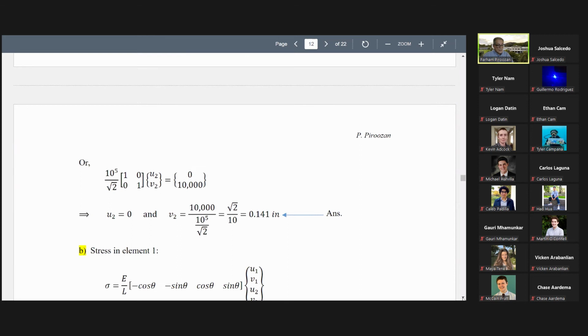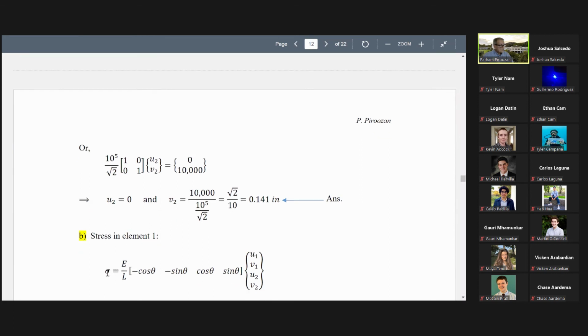This is this one. I want you to use this formula. Tell me what is the stress in element 1. You have 2 minutes. Give me a number. 2 minutes.